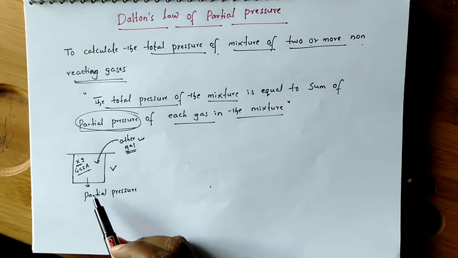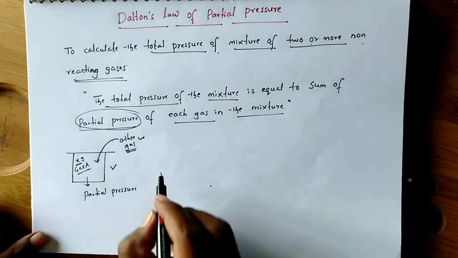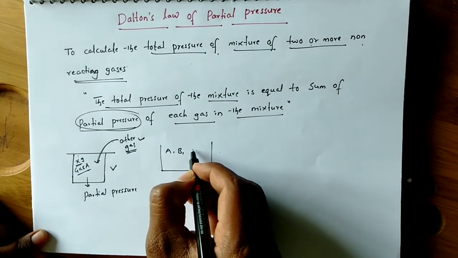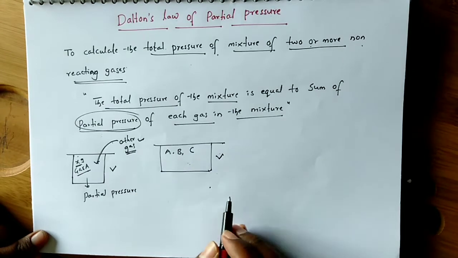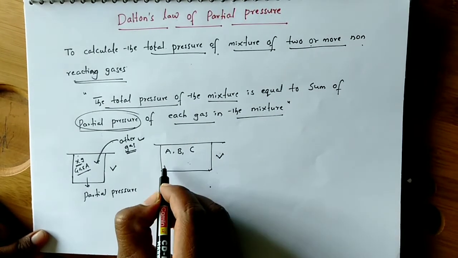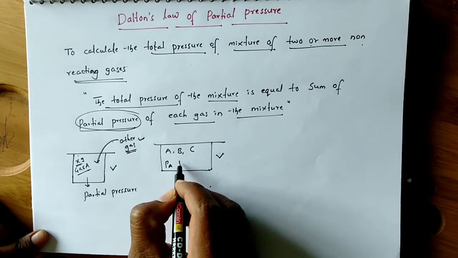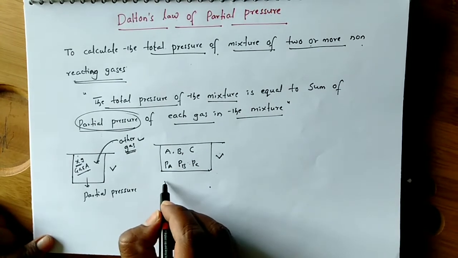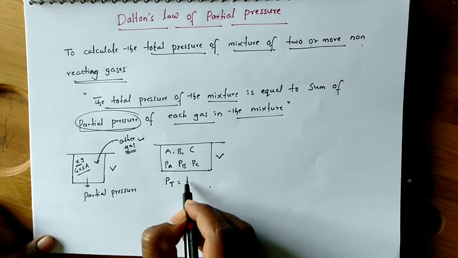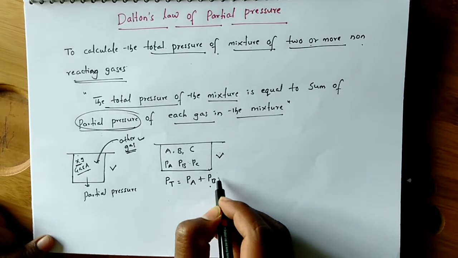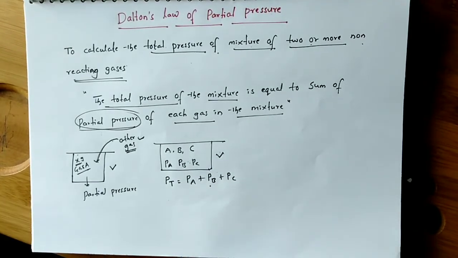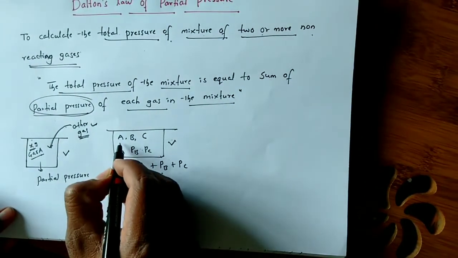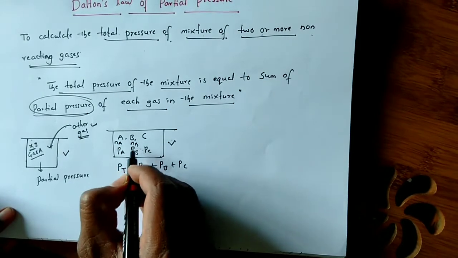Okay, right. Here for example, I am taking in this container some gases, gas A, gas B and gas C, in the volume V. The pressure exerted by gas A is PA, gas B is PB and gas C is PC. So what is the total pressure of this mixture? Total pressure PT equals partial pressure of A plus partial pressure of B plus partial pressure of C.